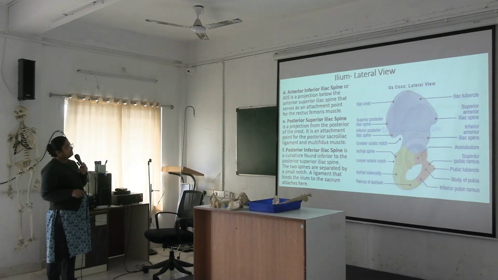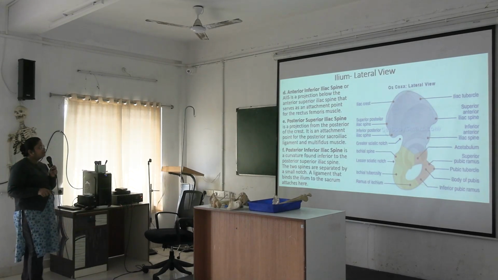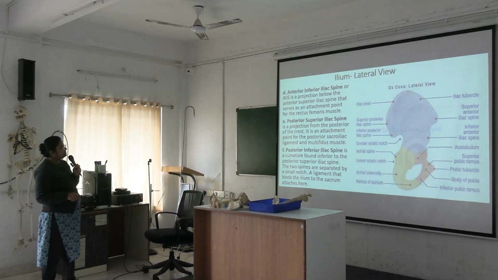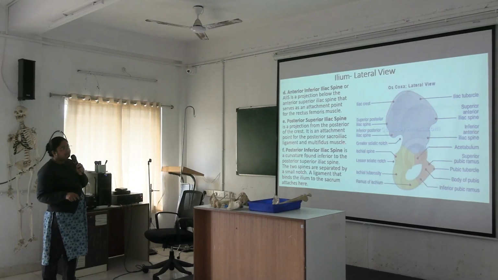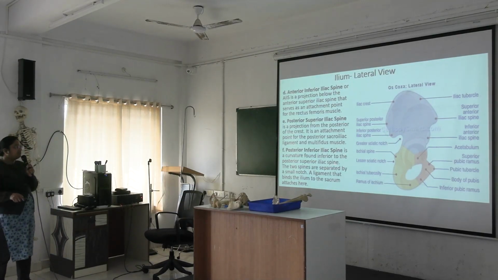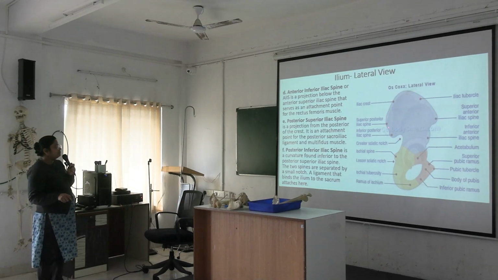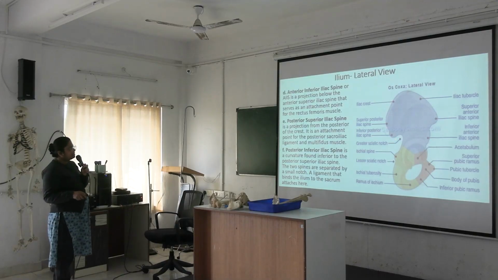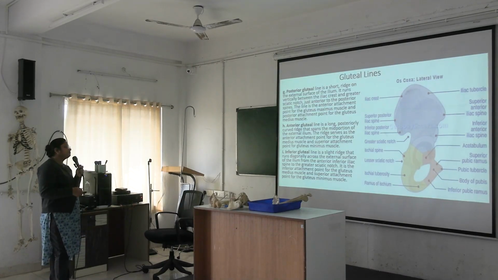Next is the posterior superior iliac spine. This is the posterior superior iliac spine, a projection from the posterior part of the iliac crest, and it is an attachment point for the posterior sacroiliac ligament and the multifidus muscle. And the posterior inferior iliac spine is a curvature found inferior to the posterior superior iliac spine, and these two spines are separated by a small notch. This is a small notch, and a ligament that binds the ilium to the sacrum attaches here. Okay, the sacroiliac ligament is attached here, at the posterior inferior iliac spine.